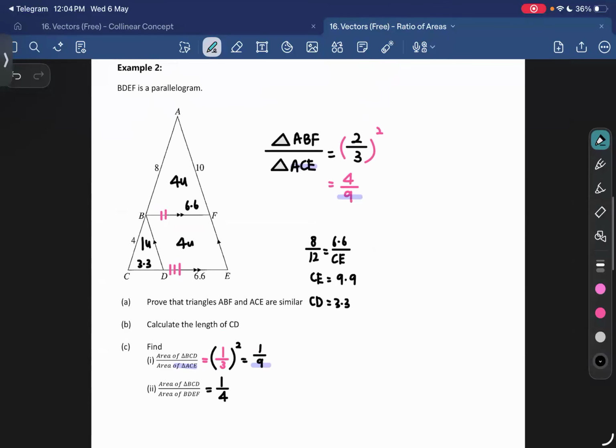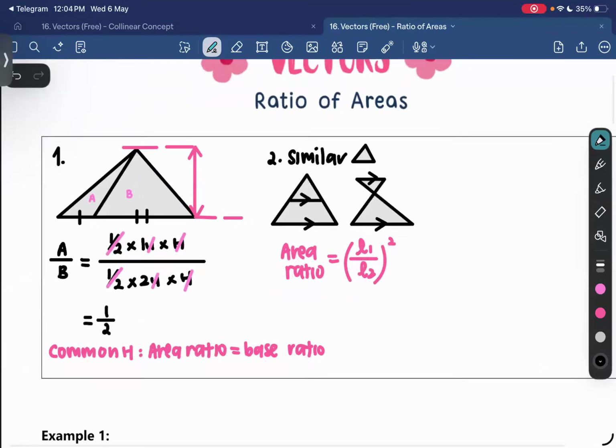So this is how you make use of your similar triangles and then your ratio after that. Things to take note for vectors: remember your collinear and remember your ratio. They are quite standard workings. You just need to expose yourself so that you know when to use similar, when to use common height. Recognize all these shapes, okay? This one will help you a lot.